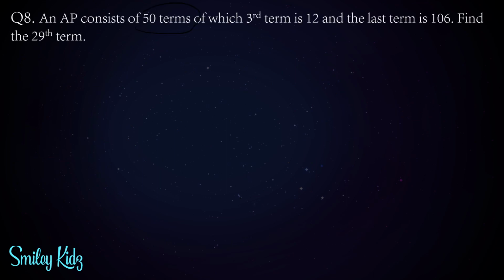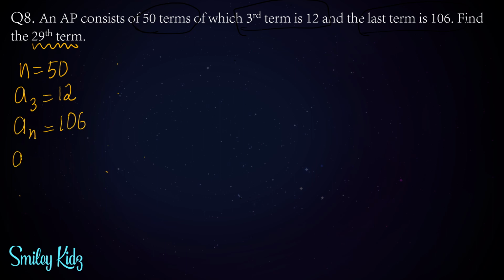An AP consists of 50 terms, of which the third term is 12 and the last term is 106. Alright. We are asked to find out the 29th term. We know that n is equal to 50 because the number of terms is 50. We know A3, which is 12. And we know the last term, that is an, is equal to 106. And we are asked to find out the A29, that is the 29th term.